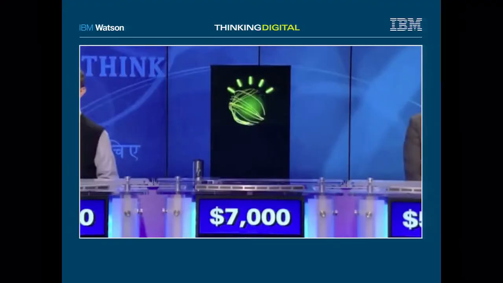We built it a buzzer, so that it could buzz in when it had confidence in its answer. We gave it a voice so that it could read its answers out. For those of you who haven't seen how it got on, let me show you a short clip.